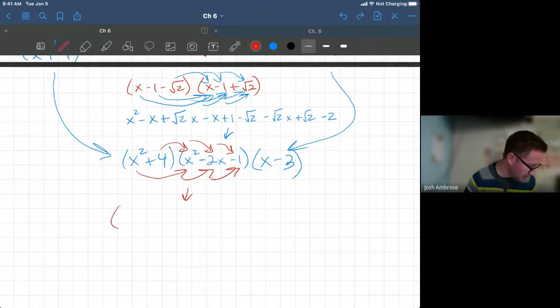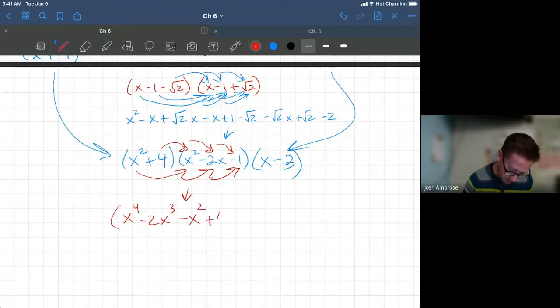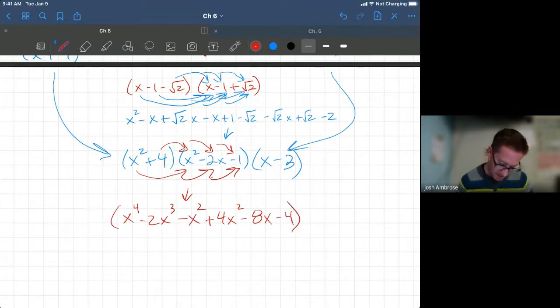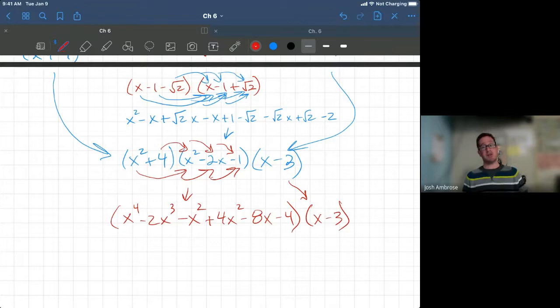Now, when you do that, this is the polynomial you will be creating. You're going to have x to the power of 4 minus 2x to the power of 3 minus x squared plus 4x squared minus 8x minus 4. Close parenthesis. Then bring this guy down here, x minus 3, and you're going to do it all over again, okay?